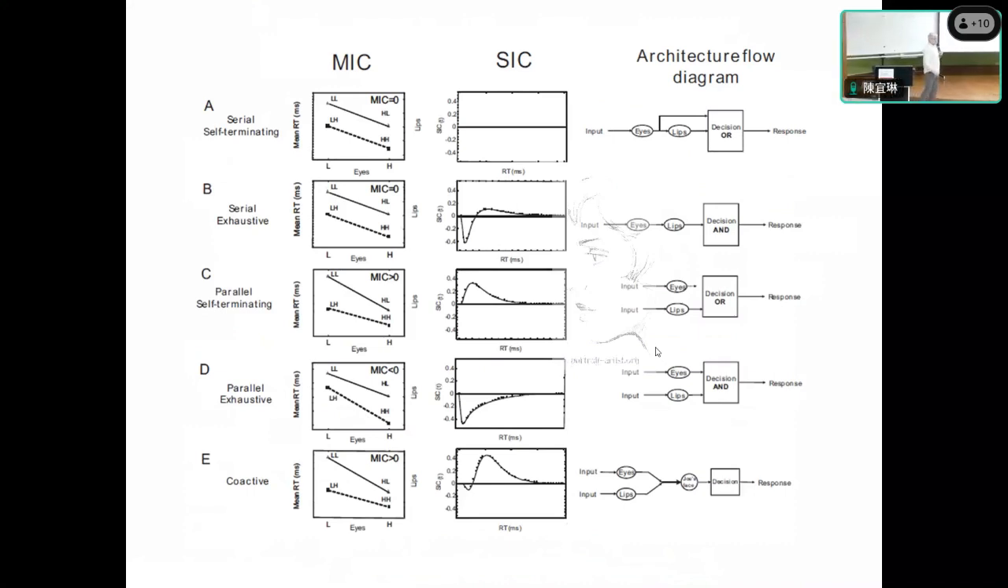When we try to plot these signatures, the MICs are over here. The SIC, that is the survivor interaction contrast function, is here. And here we can see how they're related to different types of architectures. These are supposedly in our mind, and we don't know that. Serial self-terminating architecture: they can stop after completing one item, then another one; it shows flat.